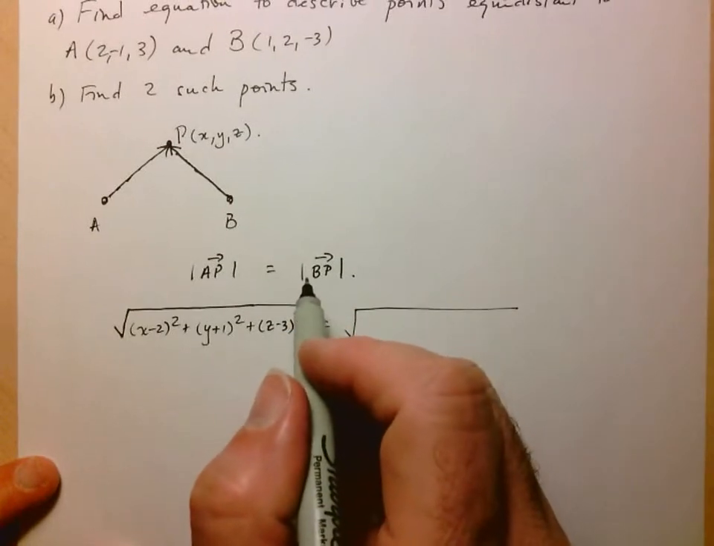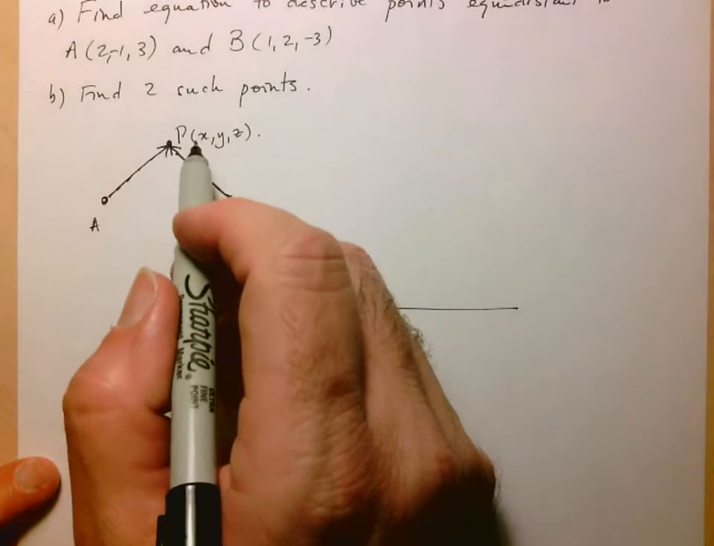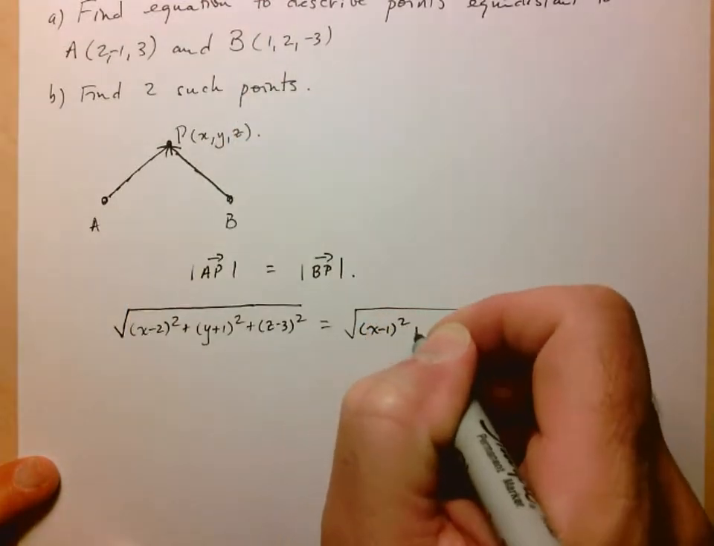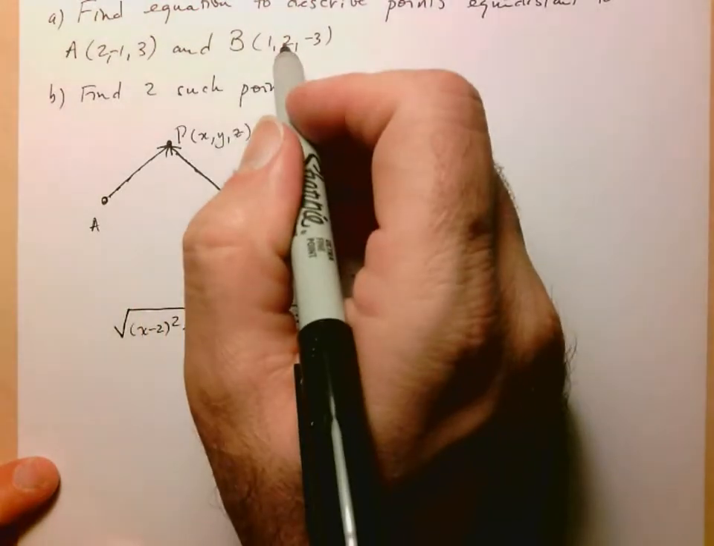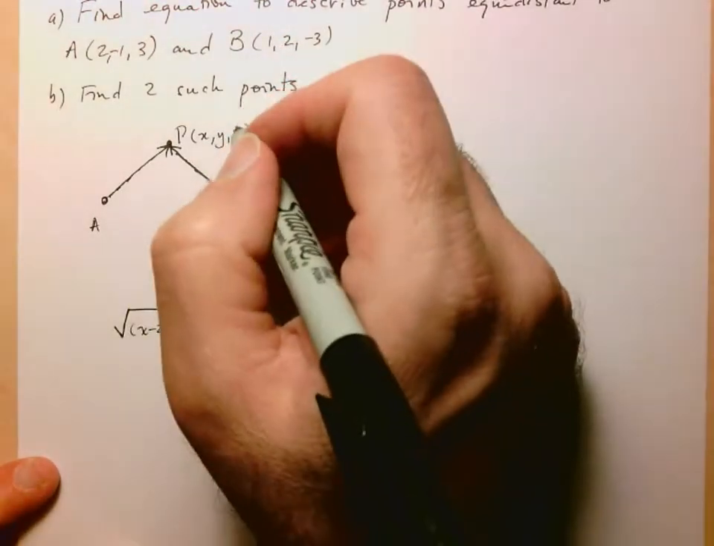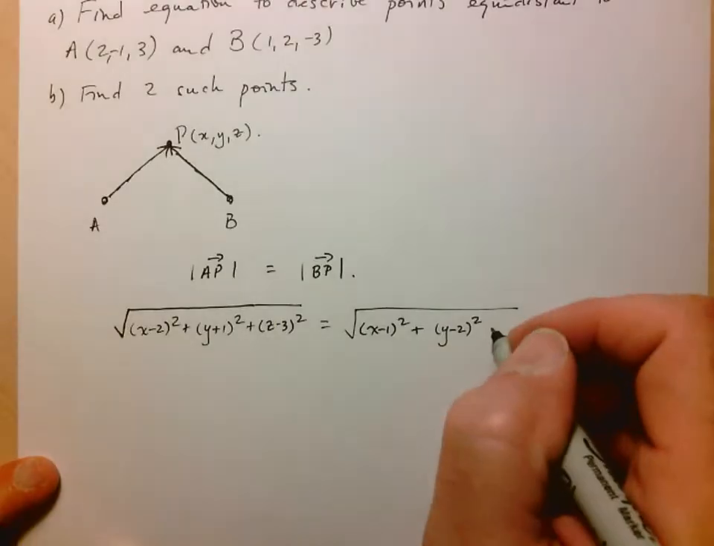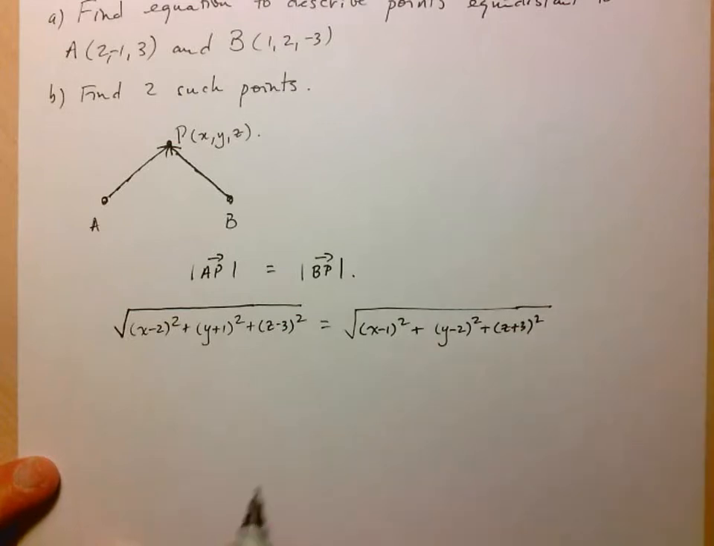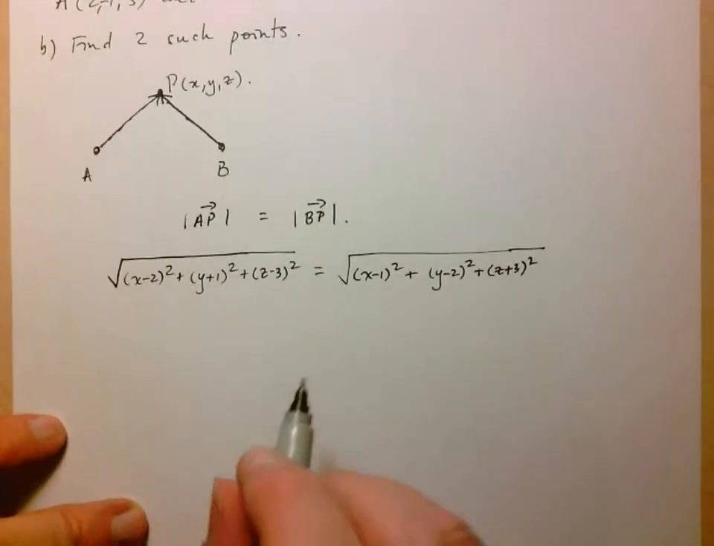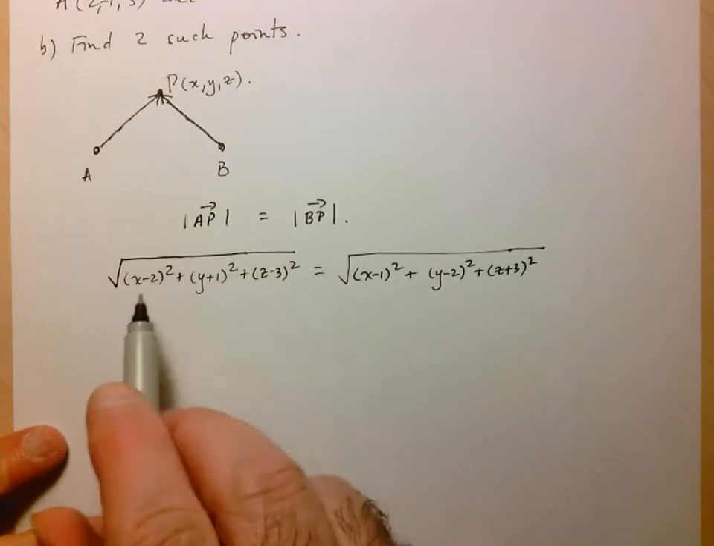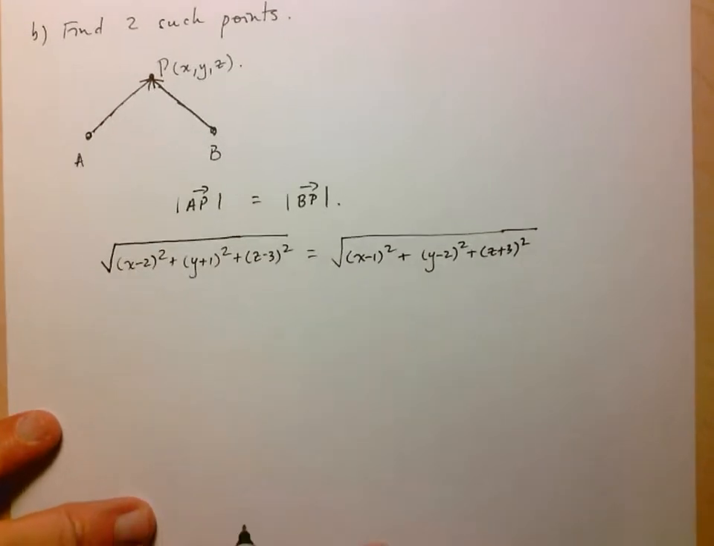The coordinates for BP will be the x coordinate, x minus 1, which I'm going to square. Y minus 2, we'll square that. And then z minus negative 3, so that'll be z plus 3 squared. So this now is the equation that I can use to come up with my answer. At this point, the rest of this is just going to be algebra.